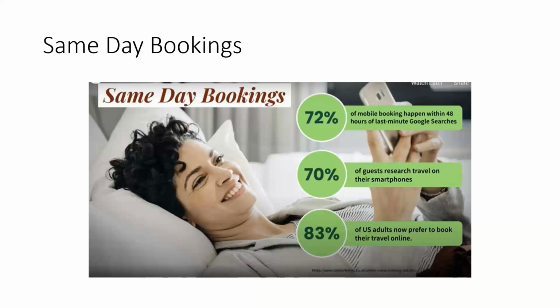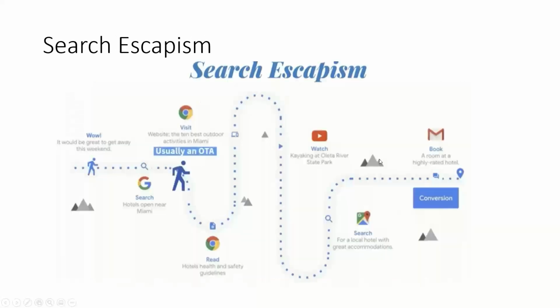So I think Google listing is a free listing. It's a great way to be listed. And here, it gives you 70% of all research travel sites use their smartphones, and 83% of adults prefer to book travel online. Amen. This image gives you a walkthrough of where it starts and where it ends in terms of conversion. Generally, this used to be dominated with the OTAs.